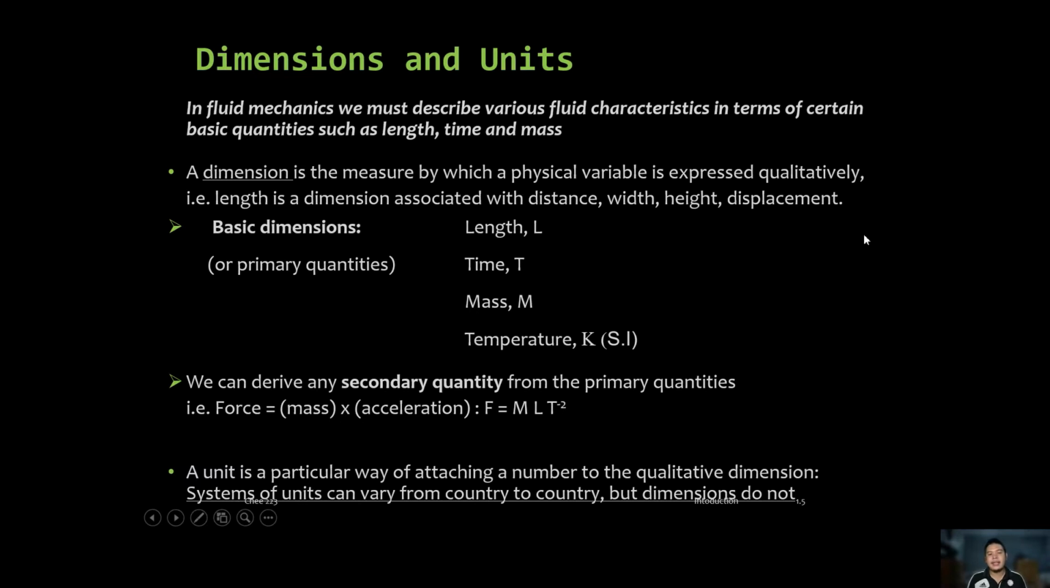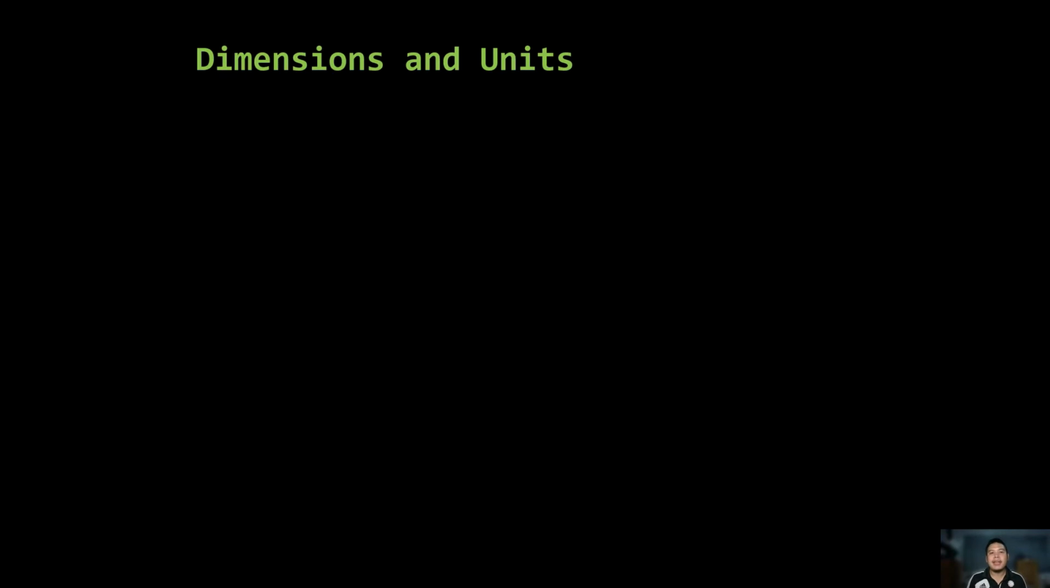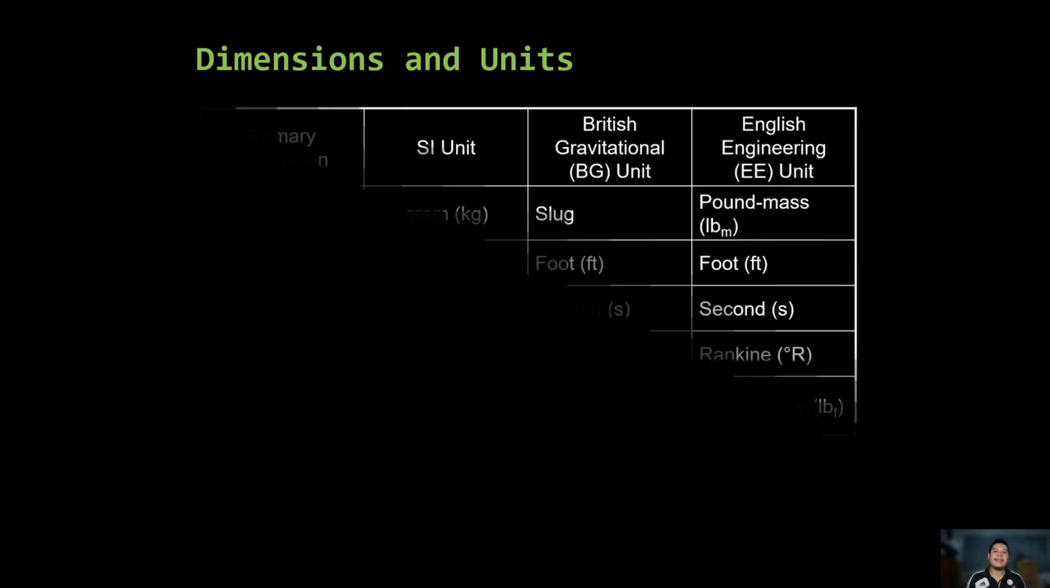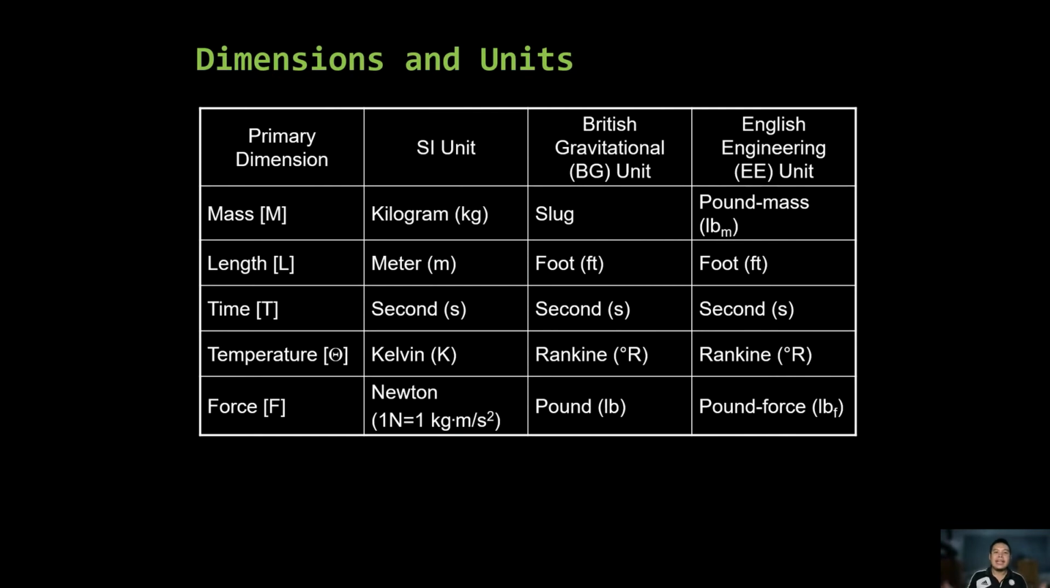Okay, a unit is a particular way of attaching a number to a qualitative dimension. Systems of units can vary from country to country, but dimensions do not. So, dimensions and units. We just want to familiarize ourselves with these units. Alright, so the primary dimensions we have are mass, as we established earlier, length, time, temperature, and force.